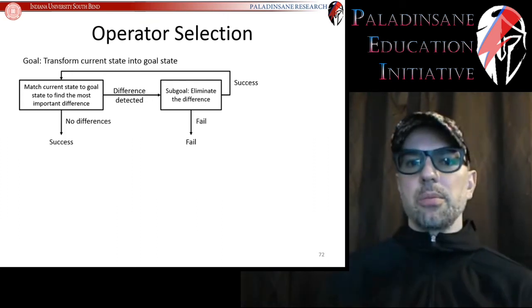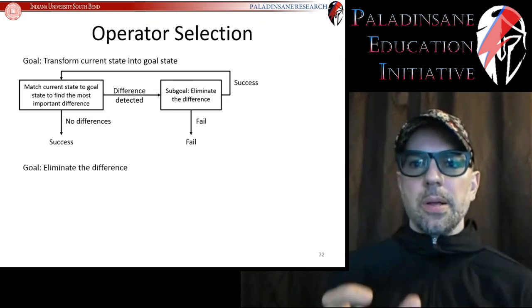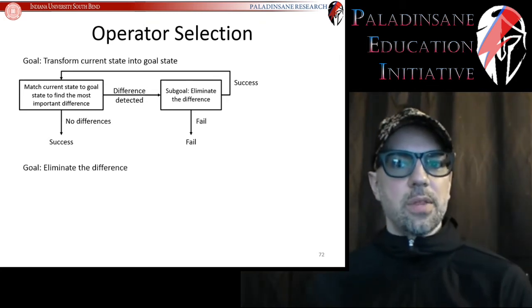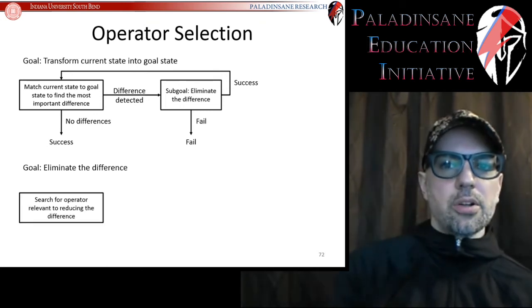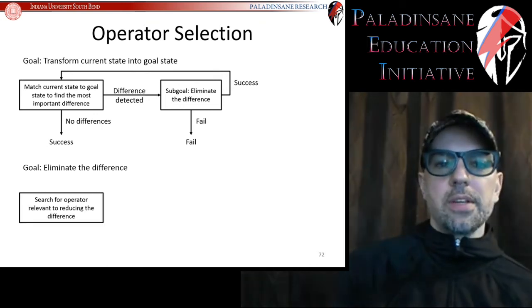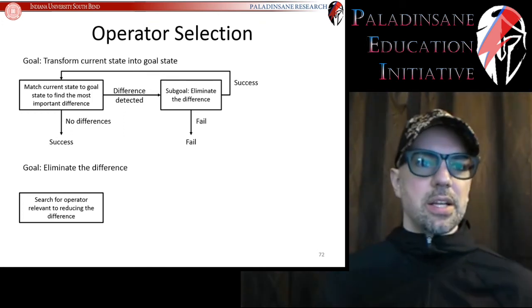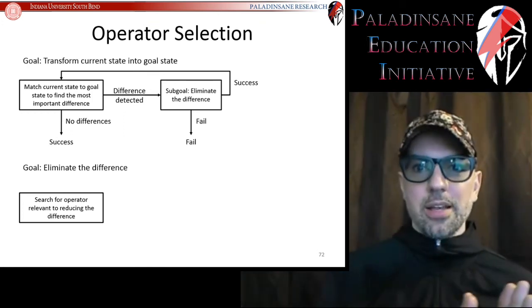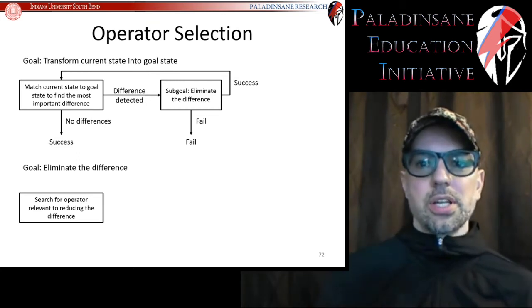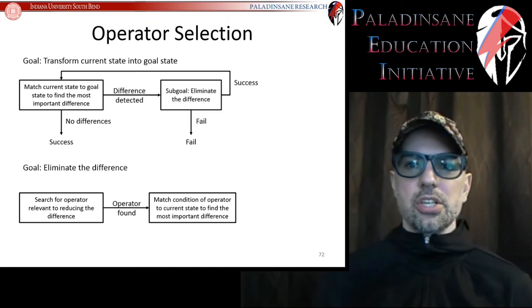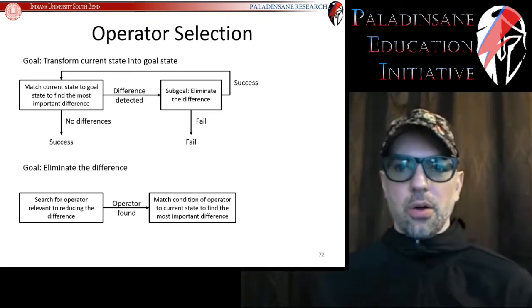So now you have a sub-goal to eliminate that difference. And what do you do with that sub-goal? Well, you do basically the same thing. You search for an operator to reduce the relevant difference. You search for an operator that can reduce this difference. Basically, you try to match your current state to the goal state to reduce a difference. If you find that operator, then you match the condition of your current state to the goal state.